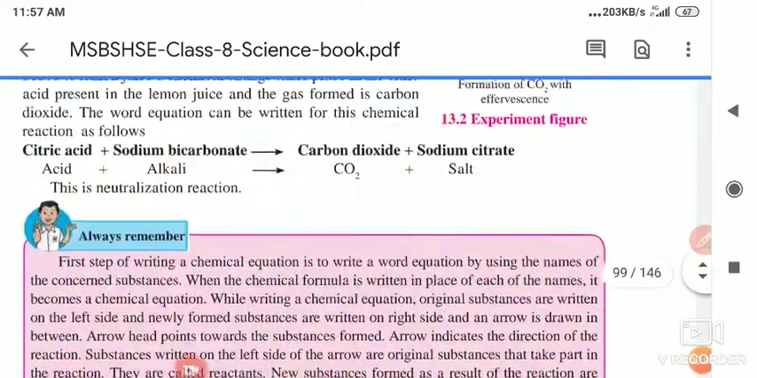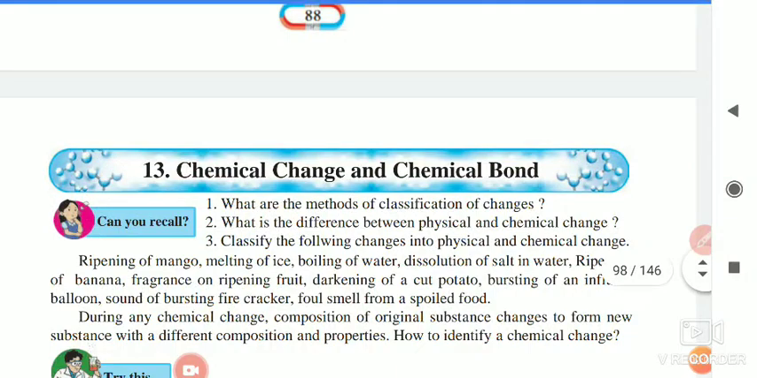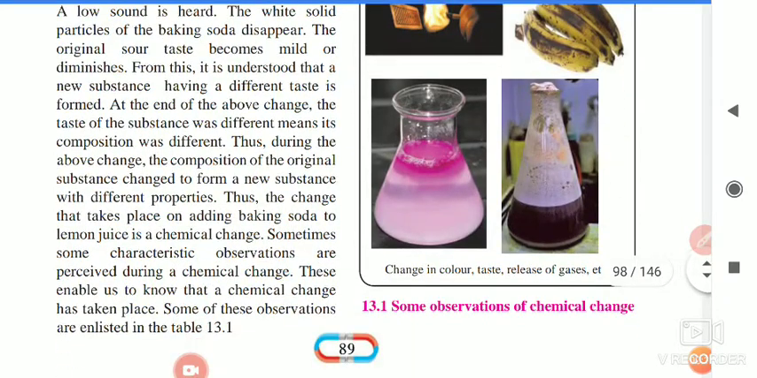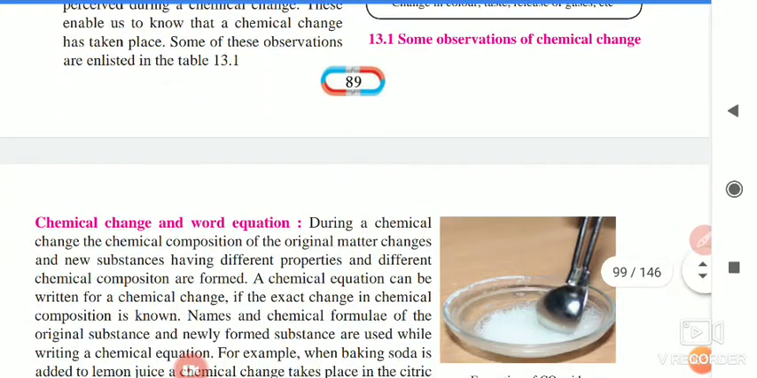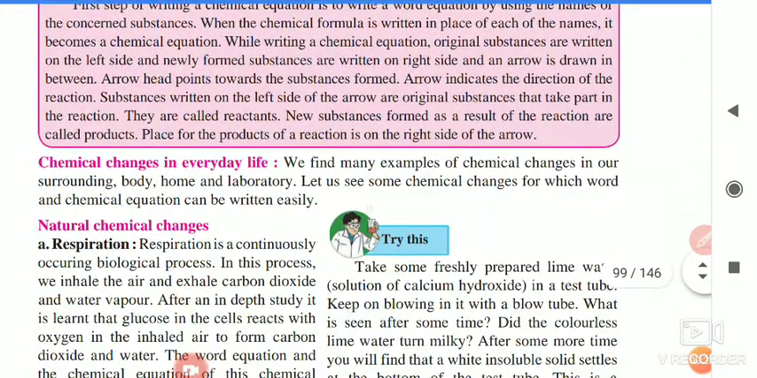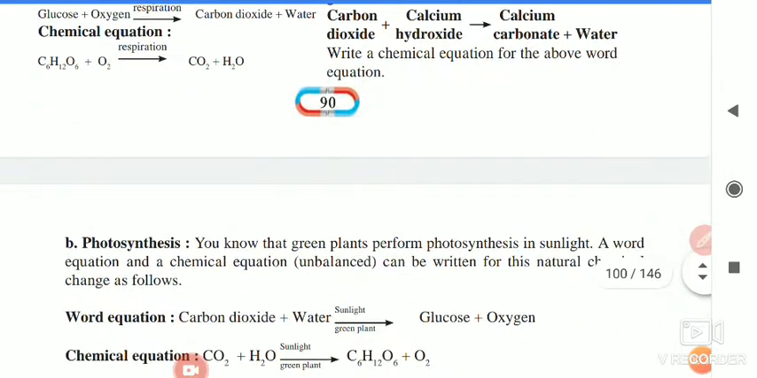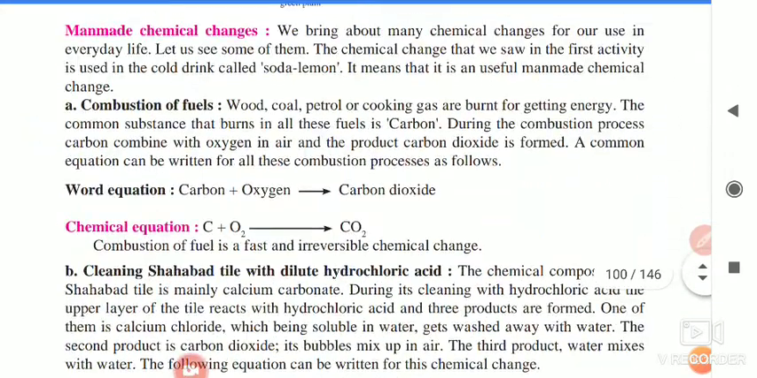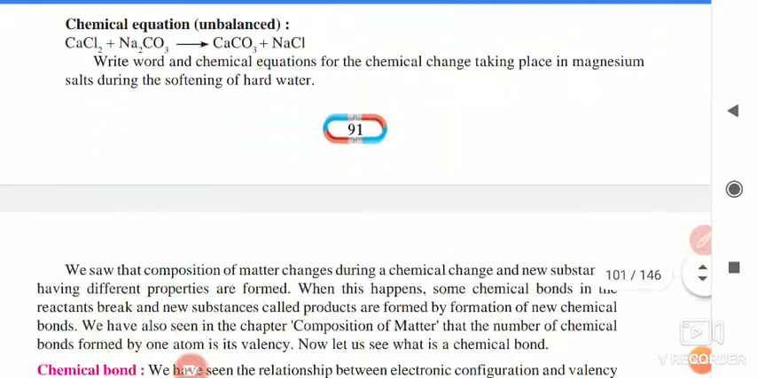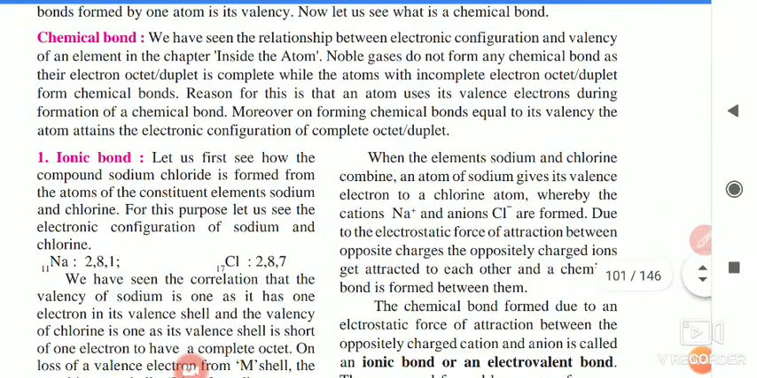Hello students, today we will see the next part of our lesson, and the lesson is chemical change and chemical bond. Under this lesson we see the different types of changes. Changes take place because of some environmental conditions; the substance undergoes oxidation and reduction, and we see the changes. Otherwise some activities are there, for example, if we add lemon juice to baking soda, we see changes inside it. And some natural changes, that is photosynthesis and digestion, that we had seen, and man-made changes like combustion of fuels, cleaning of Shahabadi tile with dilute hydrochloric acid, and softening of hard water that we had seen already, and chemical bond.